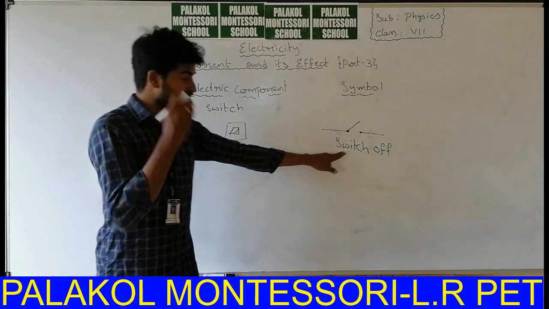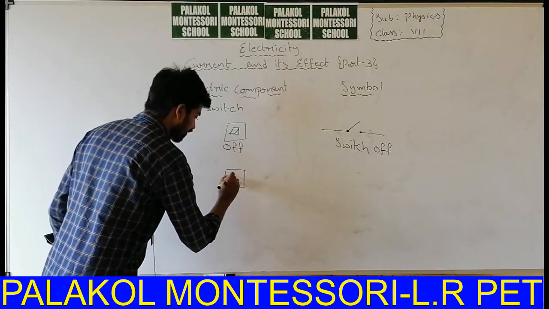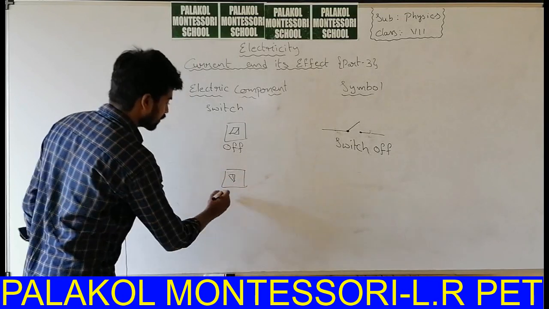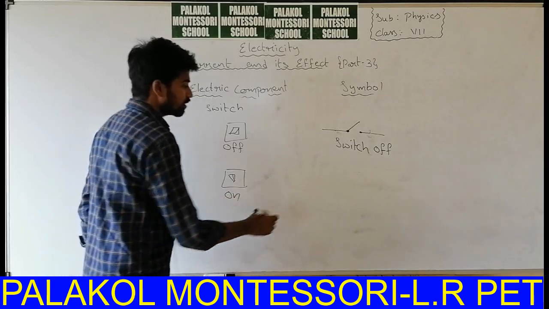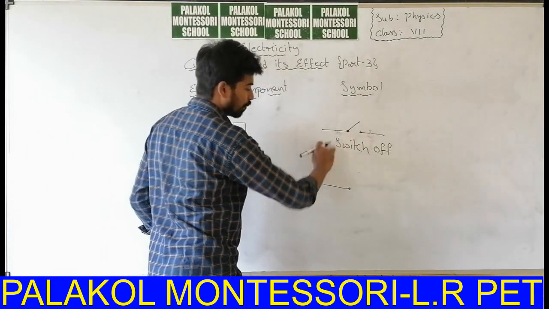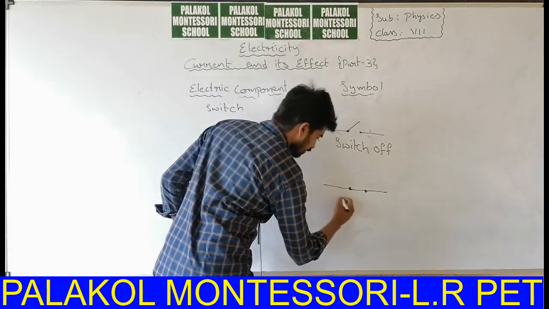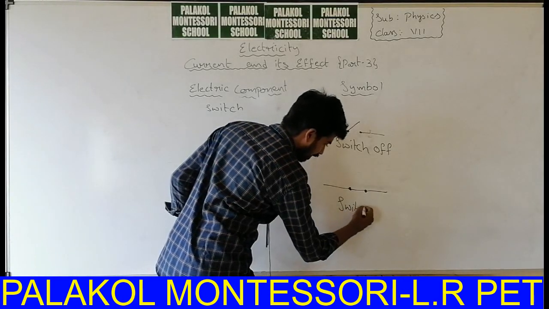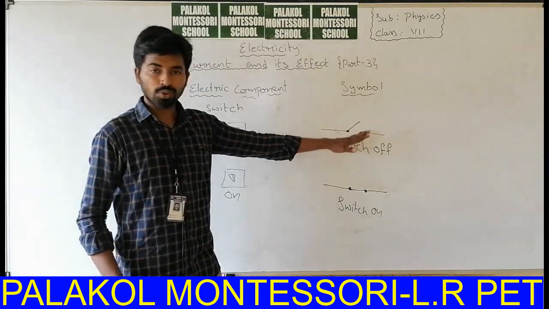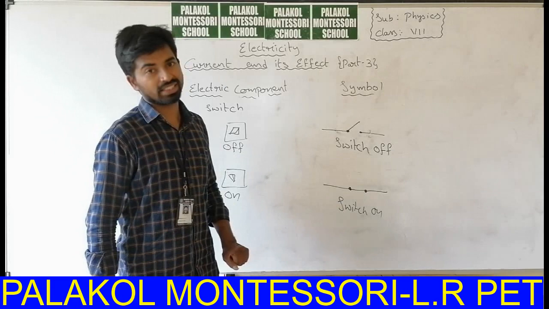Okay, this is the switch off. If the switch was on, how can you denote the symbol? If the switch was on, you have to connect these two points. So if it is switch off, you have to show a break like this. If it is switch on, you have to show it like this.